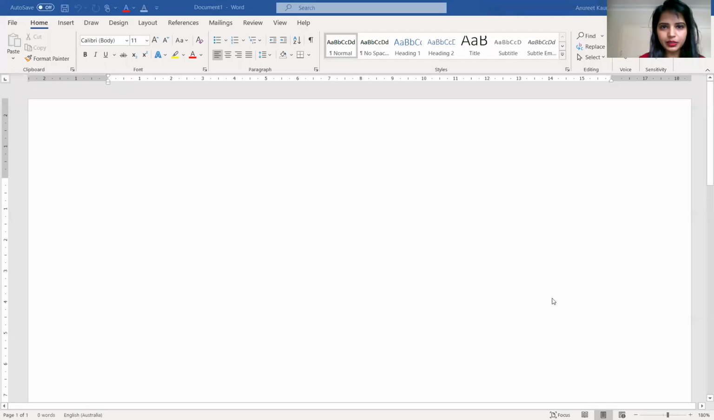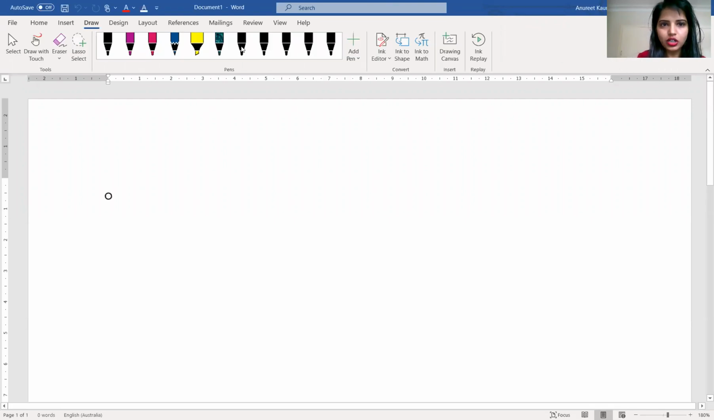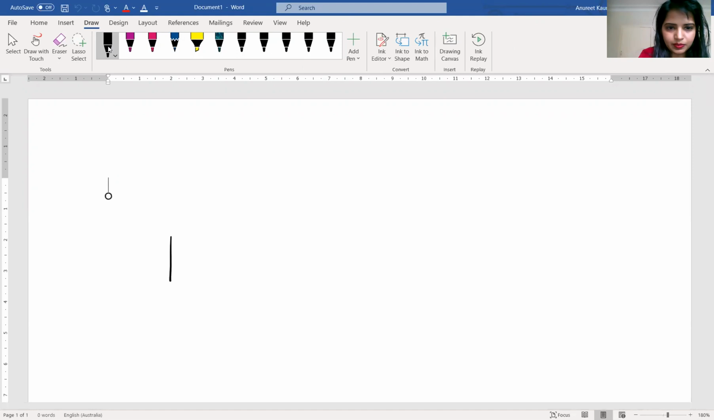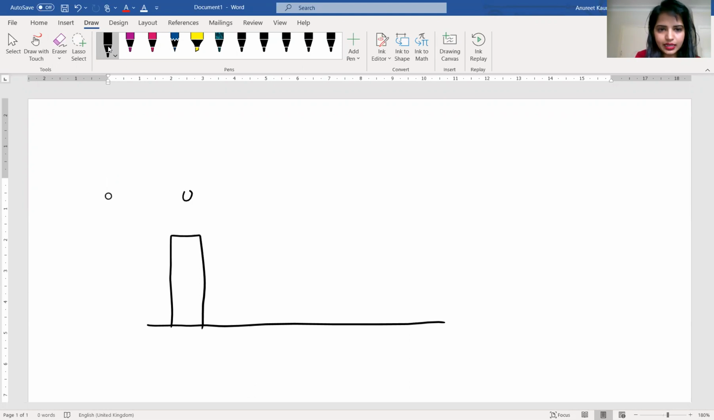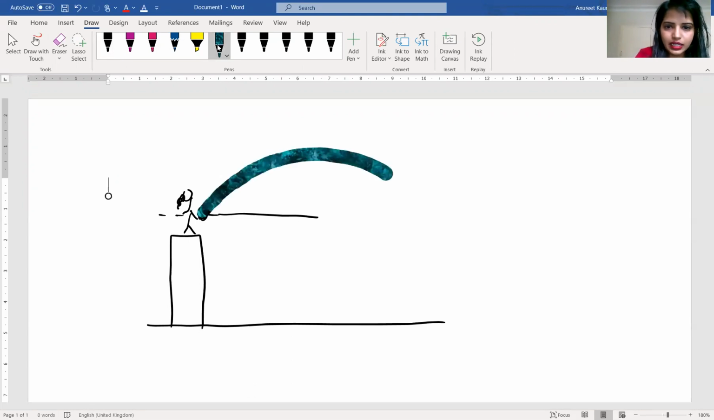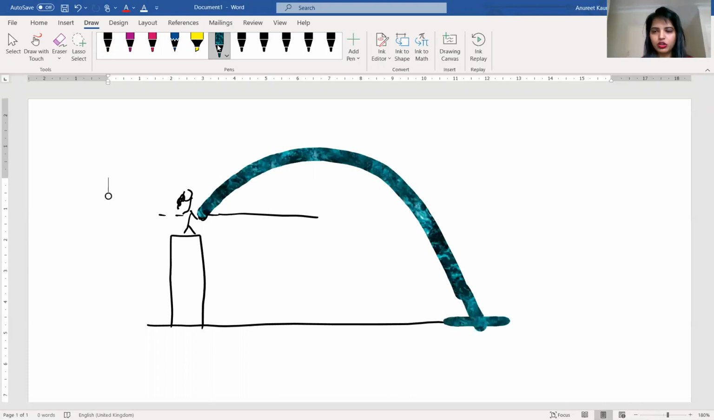So let me give you an example first of all, like what is angular projectile motion and how does it look. So let's say this is a cliff on a ground, right? Let's say this is me, Anureet, standing on the top of the cliff. Just kidding. And I'm going to throw a ball at some angle from the horizontal, right? So let's say I'm going to throw it at some angle like this. So this is the path followed by the projectile motion, or you can say the path followed by the ball which is being thrown by me, right?